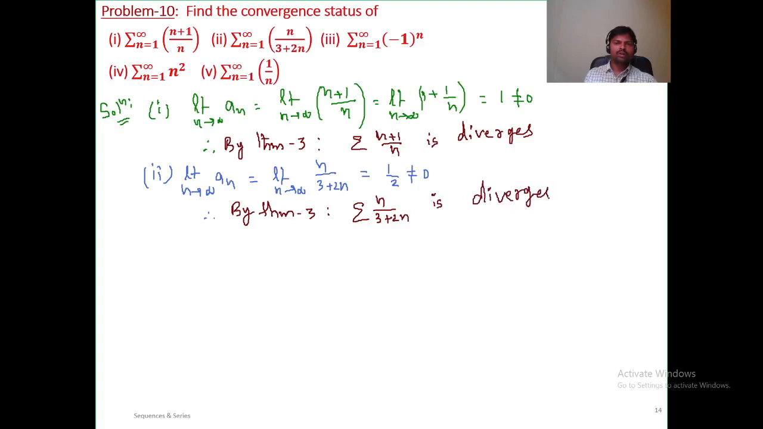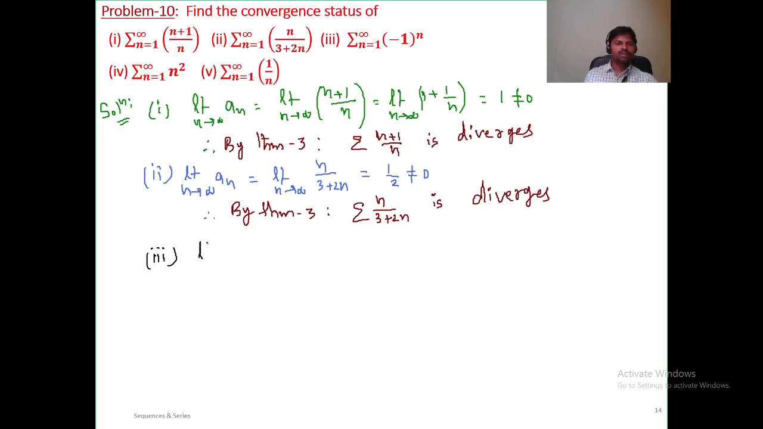Diverges to what number? Can you guess? More information? Give me more information. At what number does the series diverge, to plus infinity or minus infinity? Plus infinity only. Why? Because the terms are positive. So the sum of positive terms is again positive only. That's why it diverges to infinity. That is extra information. Next one, third one.